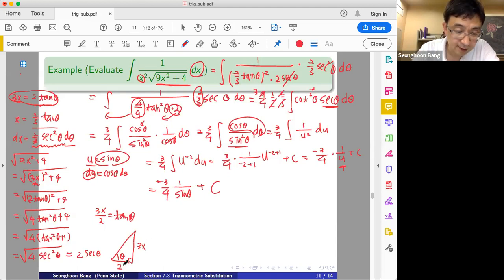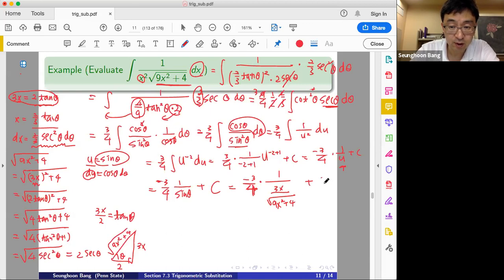Opposite over adjacent. You can find the hypotenuse by using the Pythagorean theorem. So we have 3x squared, which is 9x squared, plus 2 squared equals 4. So what's that? The negative 3 over 4 times negative 3 over 4 times 1 over sine theta. Sine theta is opposite over hypotenuse. We have 3x over the square root of 9x squared plus 4, plus c.